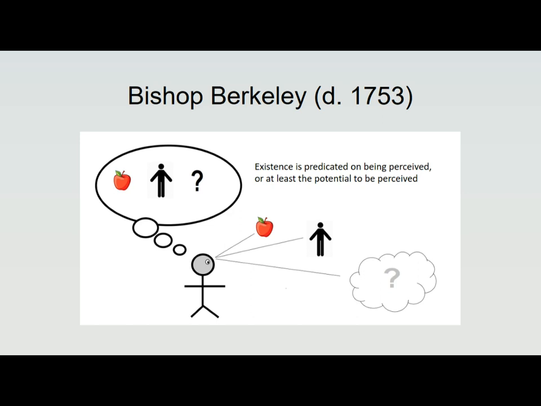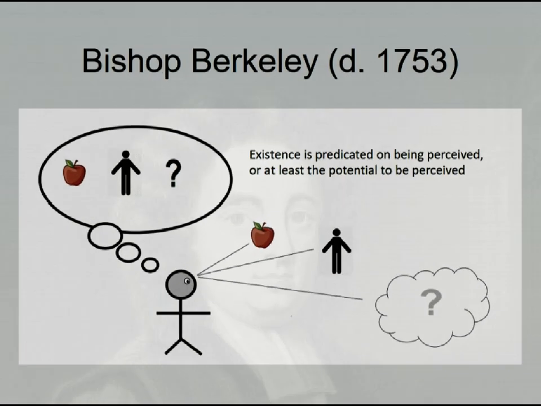Now, nothing can create itself, so something else had to make the natural world, and again, it can't be man-made. Things only exist if they're perceived, so something else, not man, must be perceiving the world. For Bishop Berkeley, this is God.